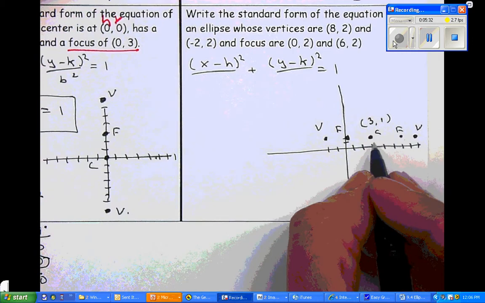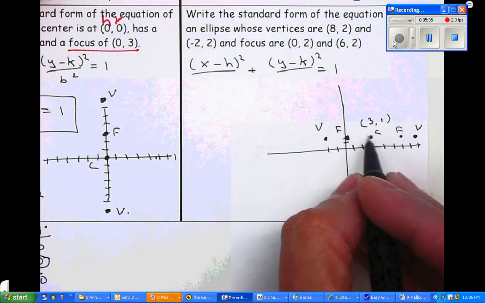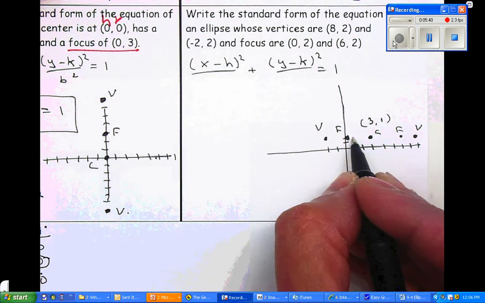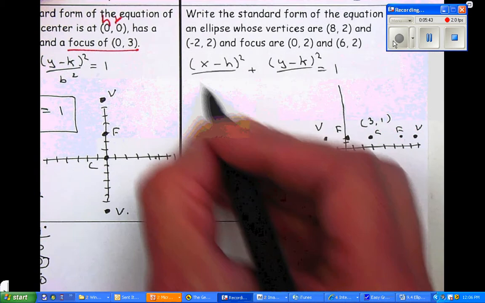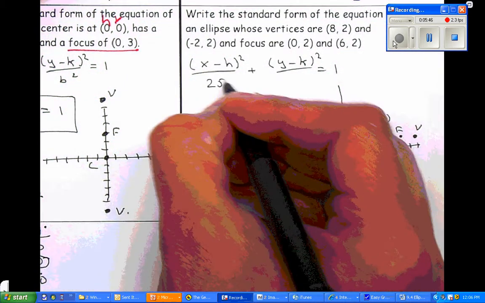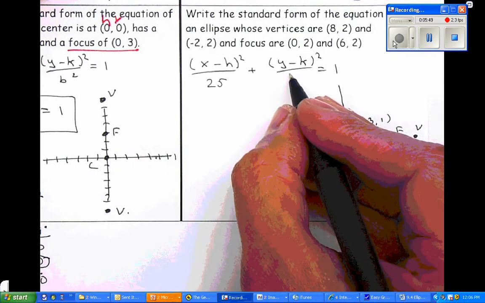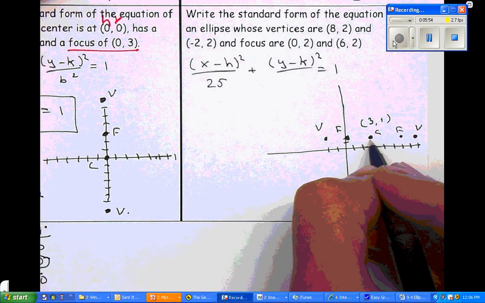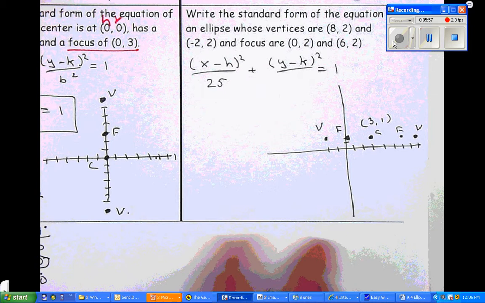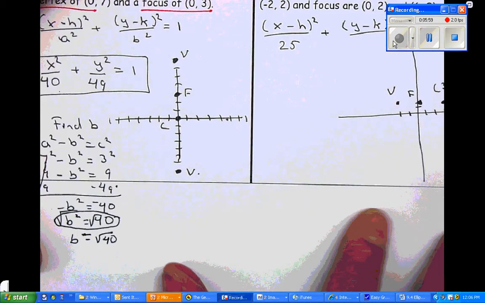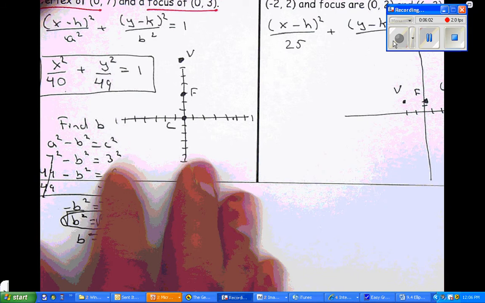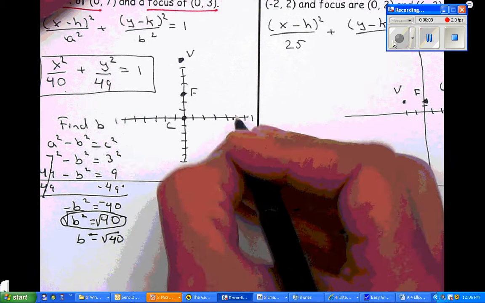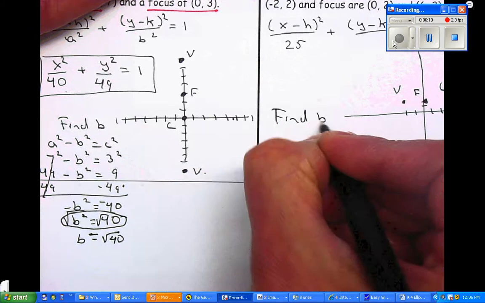Now that we have our sketch, let's see what information we have. We have how much we went to the sides, and that's 1, 2, 3, 4, 5 units. So under the x will be 5 squared, which is 25. Now, under the y, we don't know how much we went up and down. We do know the focus is 3 units away. So we are going to do the same thing that we did on the previous problem when we found the value of b.